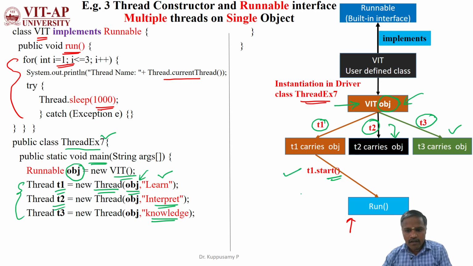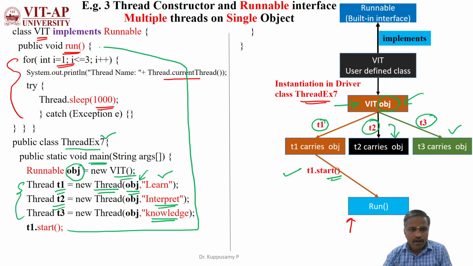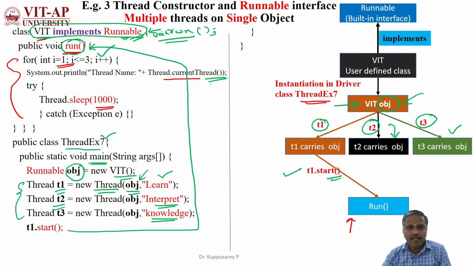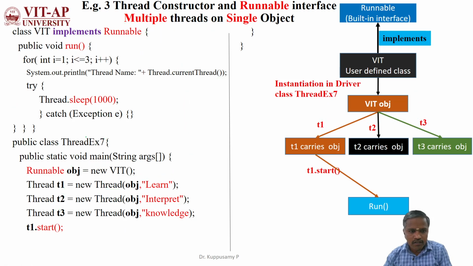T1 is starting, right? Once it is called, the run method is called automatically, which is overriding the runnable interface method run by using the user defined method run. So the user defined method run is overriding the runnable interface method run, which is an abstract method. This built-in method is available inside the runnable interface, and it is overridden by this user defined method. It is just displaying the currently running thread name, right? Then it is introducing the delay of 1000 milliseconds.